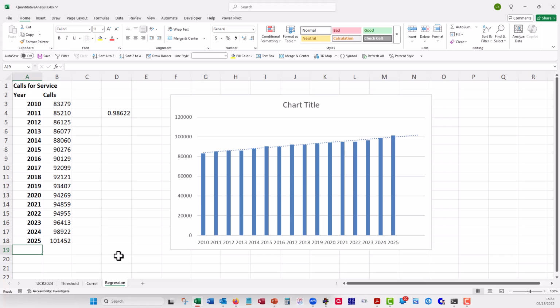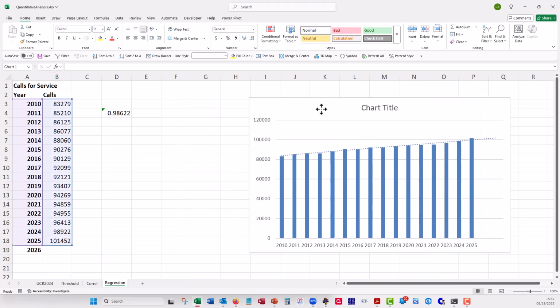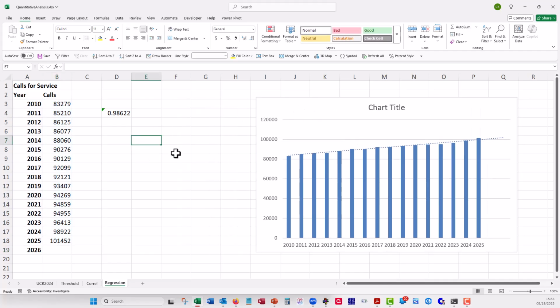So, in 2026, we want to know, where is this headed? How many calls for service should we expect to have in 2026 based on the numbers that we've had over the years? And the formula for this, which I'm going to enter all in one go here, is the slope times the x variable plus the y-intercept.